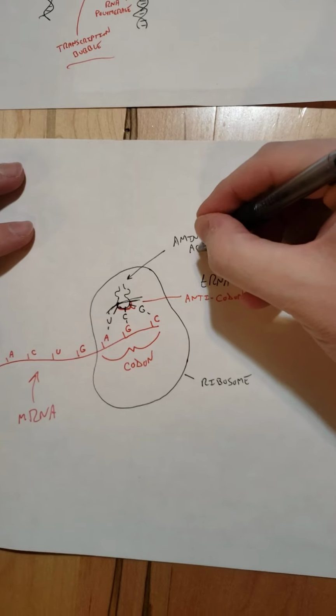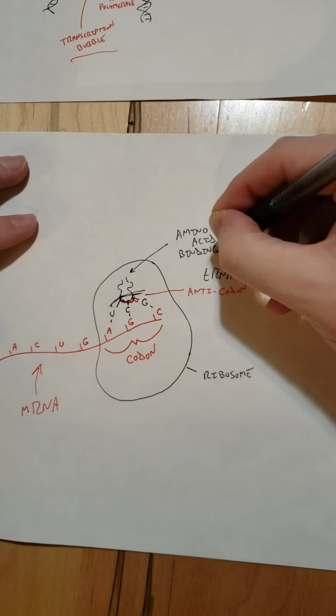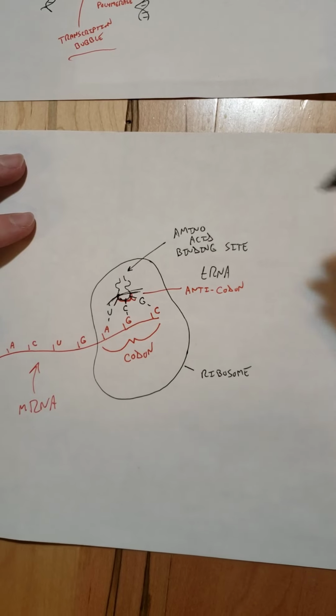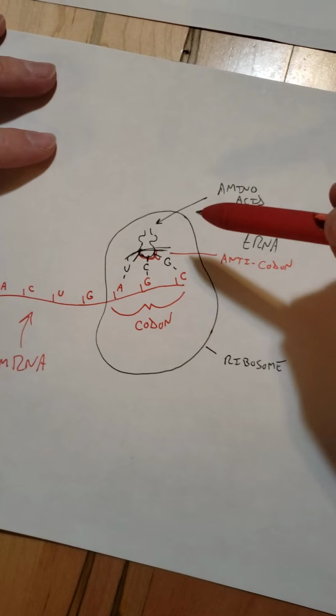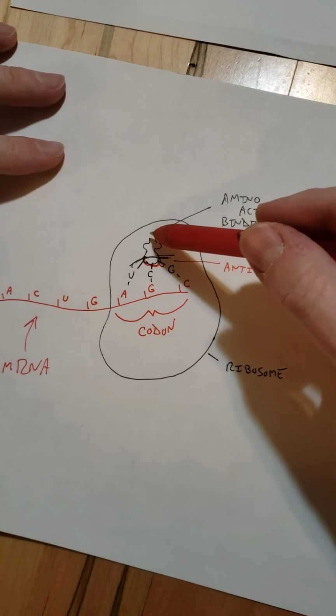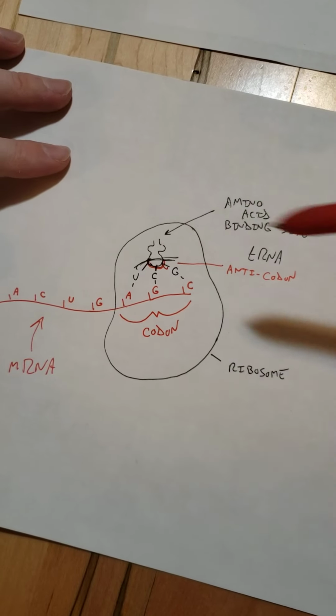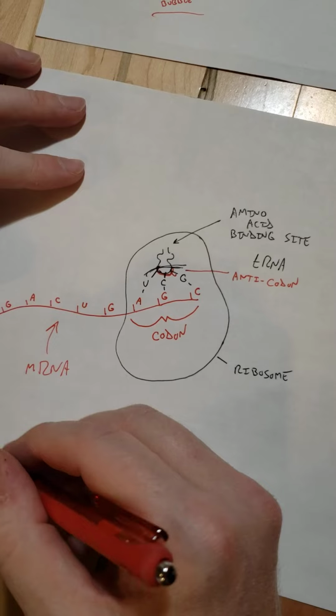So on the other end of that tRNA, there is an amino acid binding site. I'm just going to call it binding site because I don't know what else to call it. And there's going to be a specific amino acid that's going to bond to just this one. So the next tRNA is going to have a different binding site and a different amino acid is going to attach there.